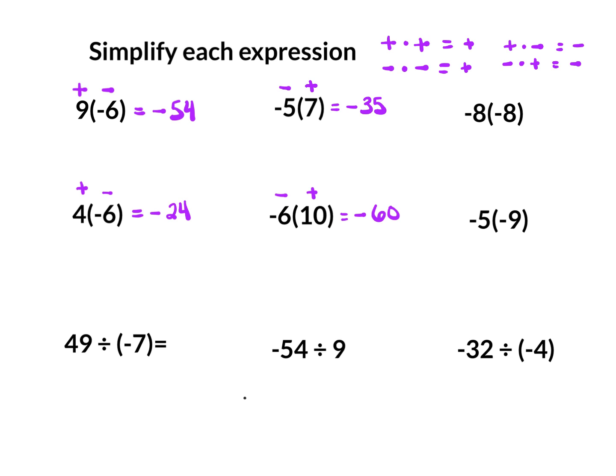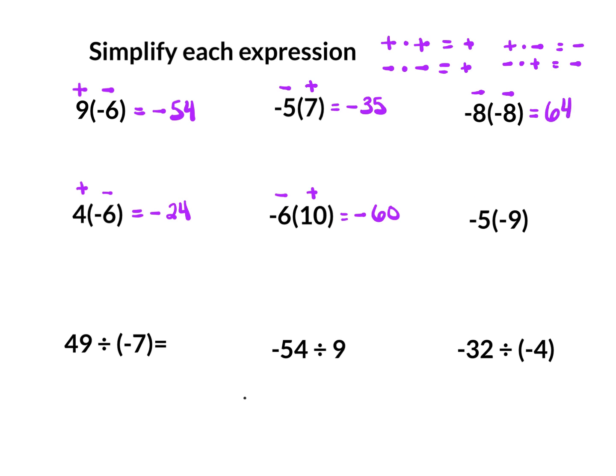Here, my values are the same. They're both negative, okay? So I have a negative 8 times a negative 8. Because these signs are the same, that means my answer is going to be positive. So 8 times 8 is going to be a positive 64.